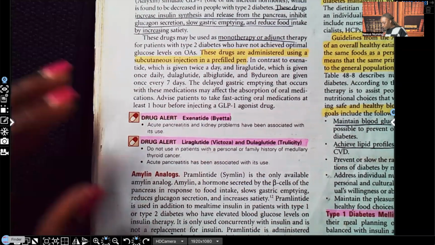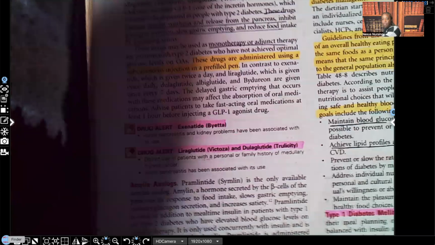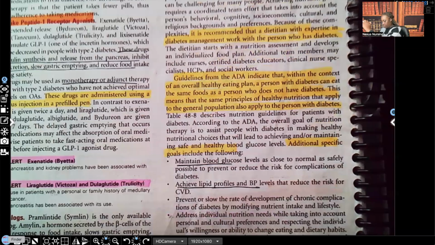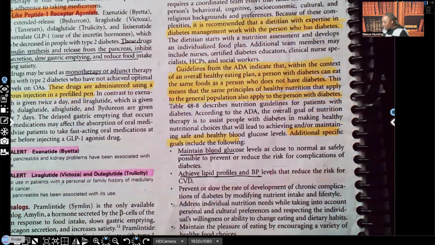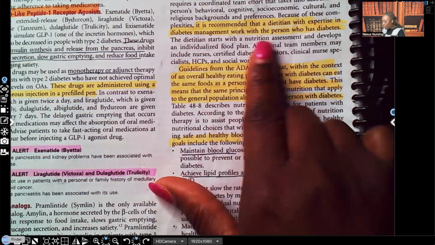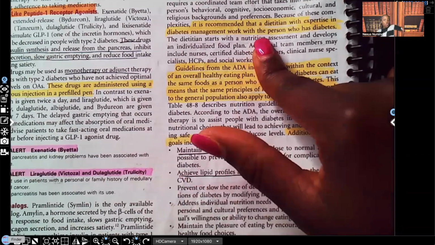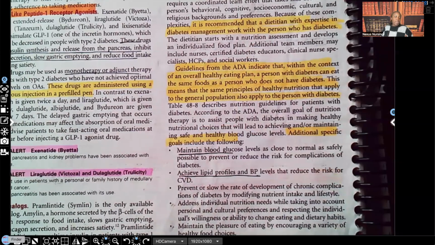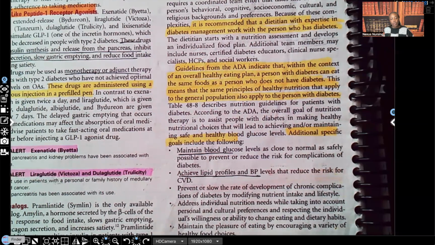It makes sense. Let's talk about nutritional therapy. It's recommended that a dietitian with expertise in diabetes management work with the person who has diabetes. Who calls the doctor or the nurse practitioner to ask for a nutritionist consult? The RN. The RN is the one responsible for calling the doctor or the nurse practitioner and asking for consults, not the LPN. The RN has to do that.